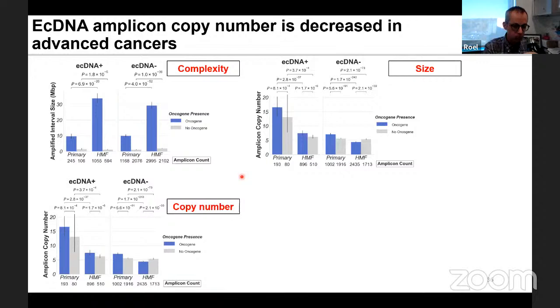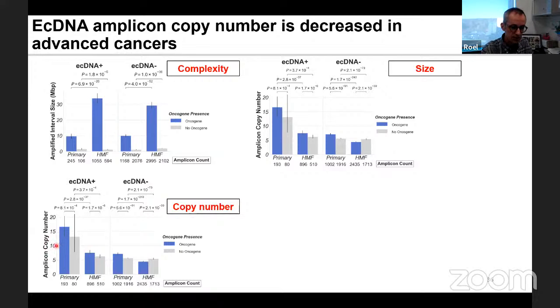The next point I was going to make is that their copy number, the number of copies per cell, or the average number of copies across a tumor specimen as determined by whole genome sequencing, is significantly decreased. So on the left, we see this for ecDNA containing amplicons. We see that in primary cancers, the median amplicon number across the whole set is about 16x, whereas amongst the Hardwick cohort, this is about 7 or 8x. So we see that there's fewer copies.